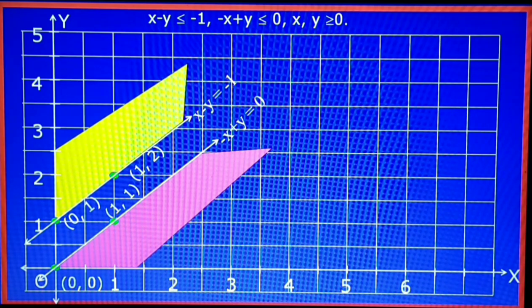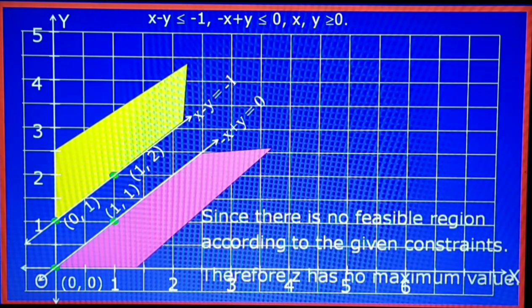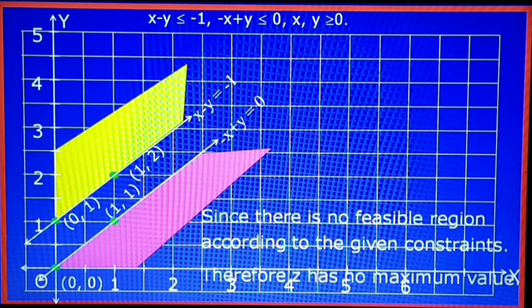Did you get any common region? No. Since there is no feasible region according to the given constraints, therefore z has no maximum value.